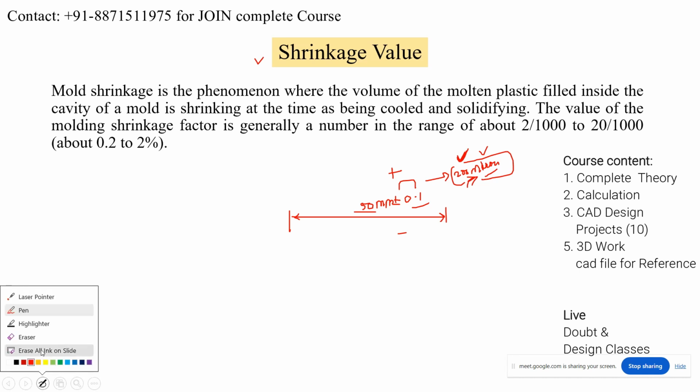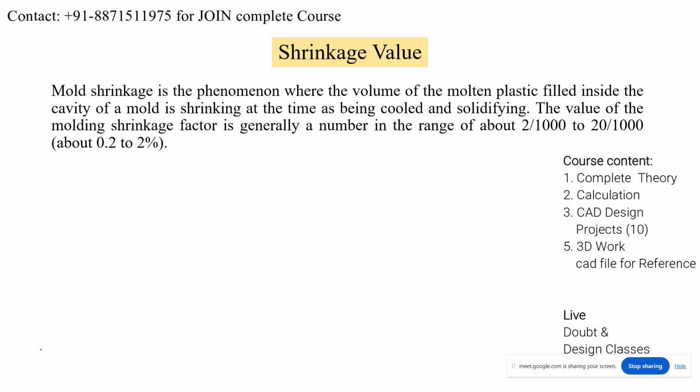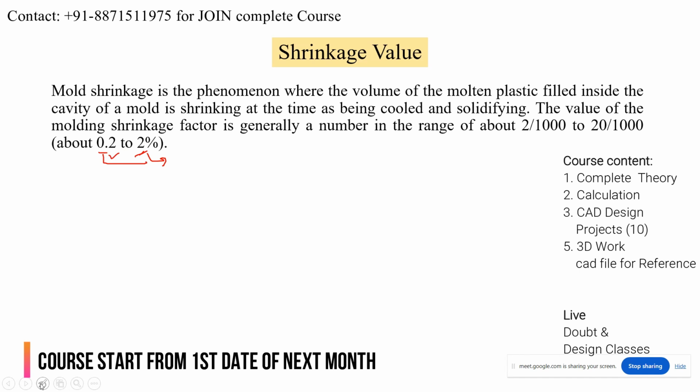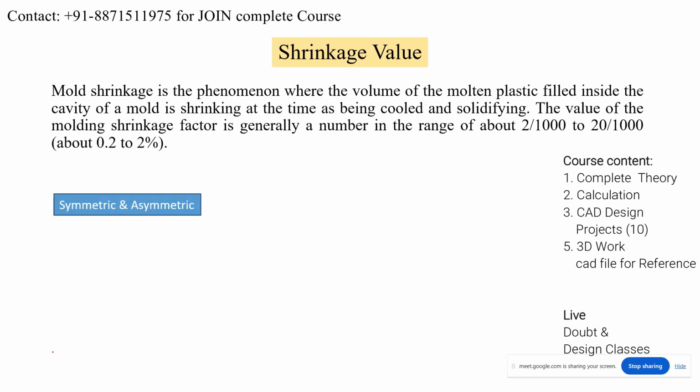Understood? Okay. So mold shrinkage is a phenomenon where the volume of the molten plastic filled inside the cavity of the mold shrinks as it begins to cool and solidify, right? Typically, the shrinkage value is around 0.2 to 2%, but it varies depending upon the plastic material. This is just a range for all plastic materials, right? Understood? Now, there are two types of shrinkage value.